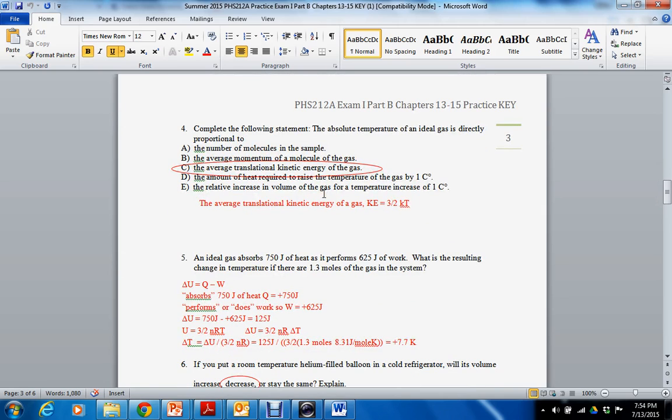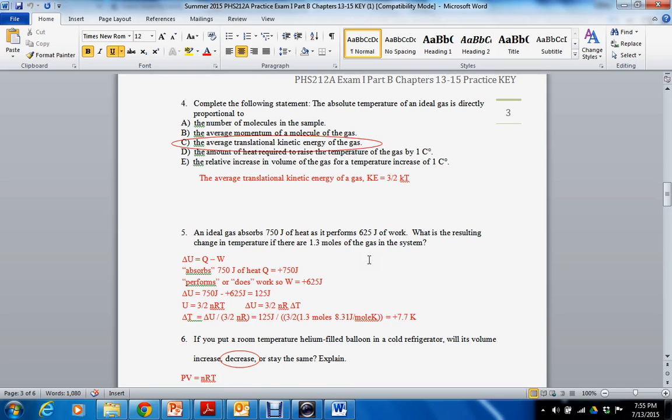Complete the following statement. The absolute temperature of an ideal gas is directly proportional to the number of molecules? No, doesn't matter. Average momentum of the molecules? No, that's not it either. The average translational kinetic energy, KE equals 3/2 kT. That sounds right. The amount of heat required to raise? No, now we're talking about the specific heat. The relative increase of the volume of the gas for the temperature increase? No, that's just crazy talk. So the average translational kinetic energy of a gas, KE equals 3/2 kT. That means that it's proportional to the absolute temperature.